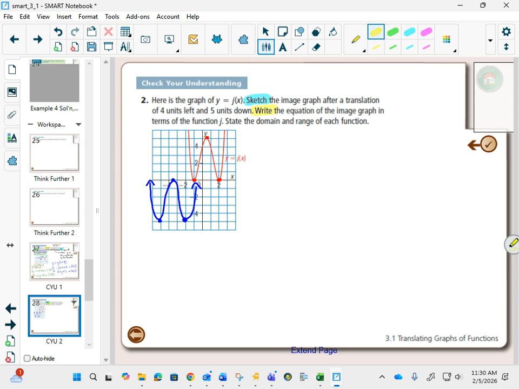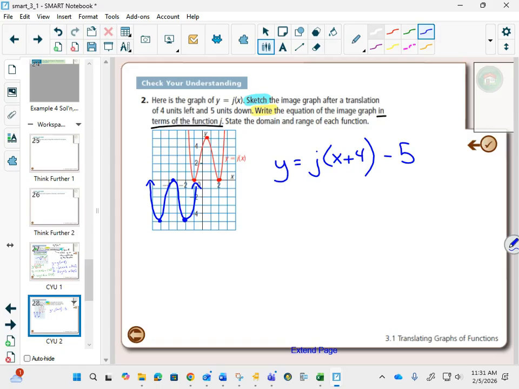It also asks me to write the equation, and again it has this language in terms of the function j. So what did we do to our original red graph? We moved it 4 to the left and 5 down. How do I show that in an equation? Well, it's an equation, so I need an equal sign. My new y values are my old red graph. I moved it 4 to the left. X's are liars, so I would show that as x plus 4. And then I moved it 5 down. There'd be a minus 5 at the end.